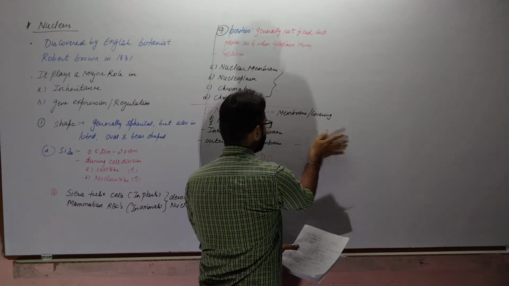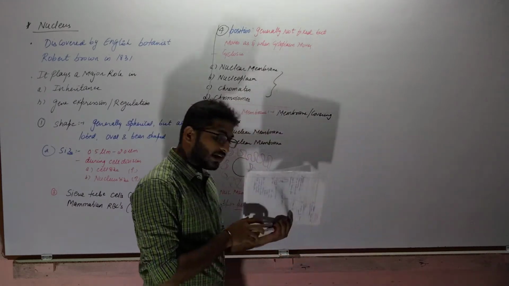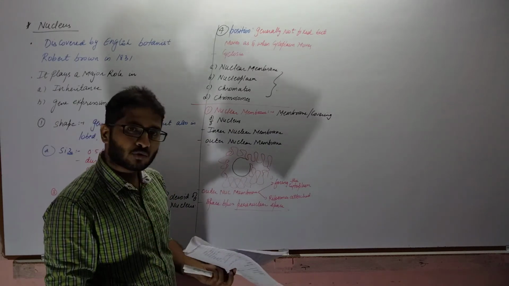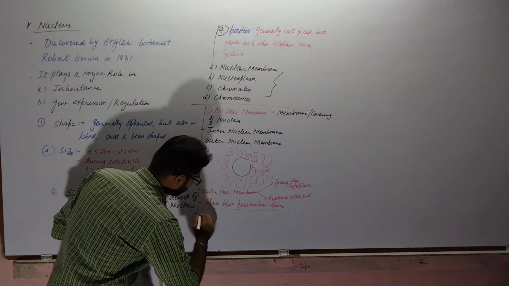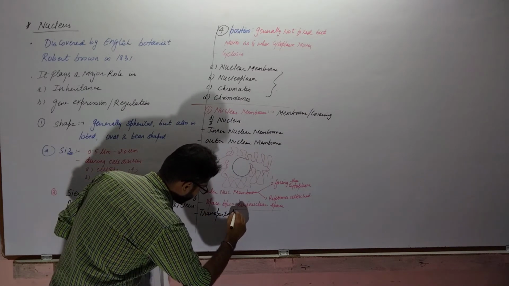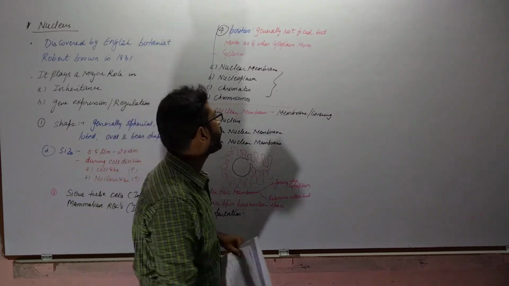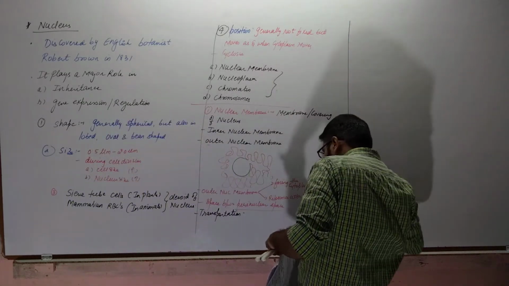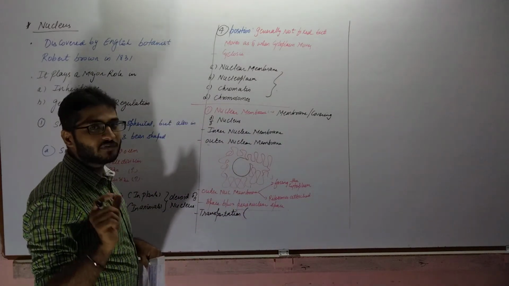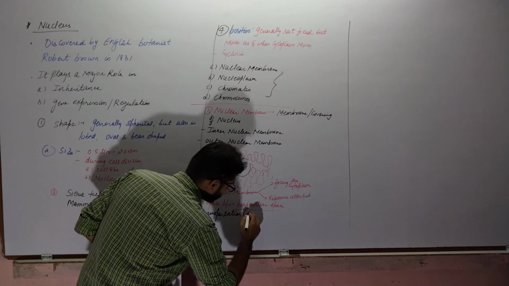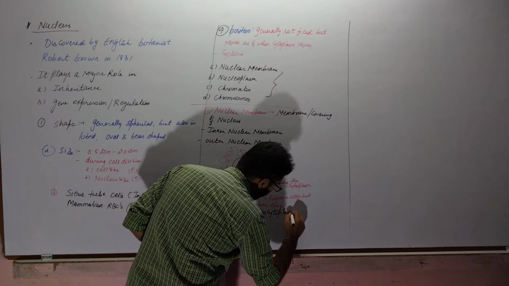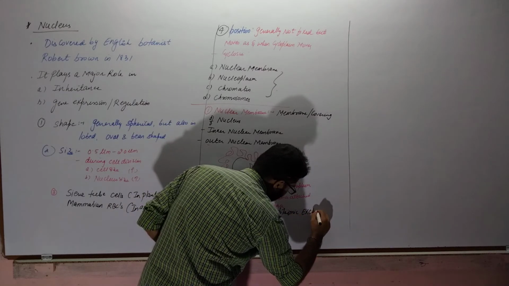So let us now draw the structure of the nuclear membrane and understand its functions. One of the most important functions of the nuclear membrane is transportation, right? We will see how. The specific term given to this transportation is nucleocytoplasmic exchange.